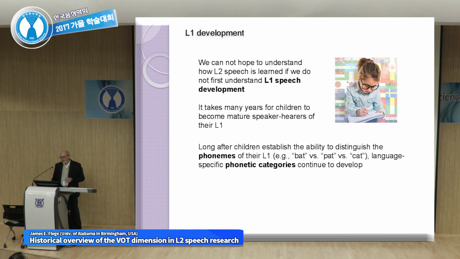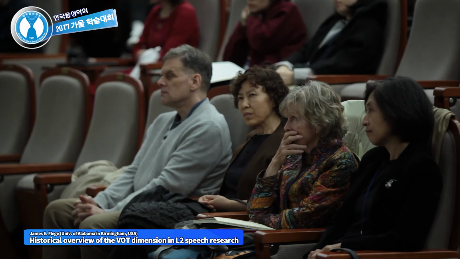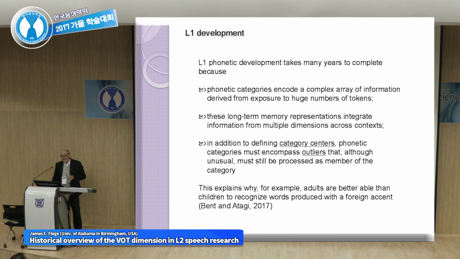We can't hope to understand L2 speech learning if we don't first understand how speech develops in the native language. It takes many years for children to become mature speaker-hearers of their native language. Long after children have established the ability to distinguish the phonemes of their language, language-specific phonetic categories continue to develop. L1 phonetic development takes many years to complete because phonetic categories encode a complex array of information derived from exposure to huge numbers of tokens.